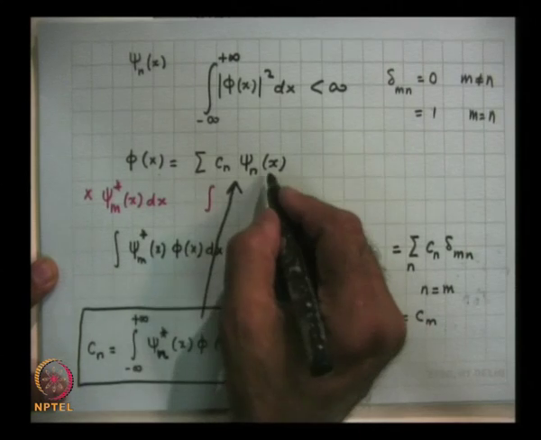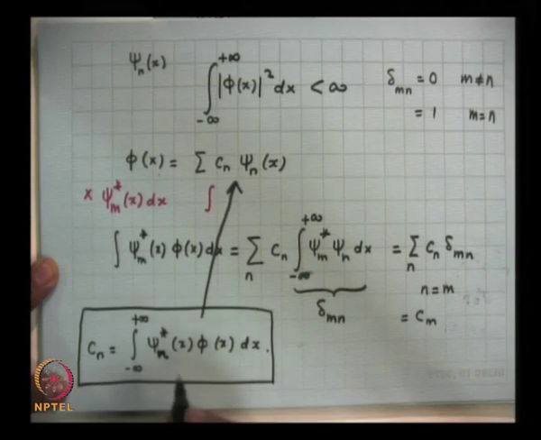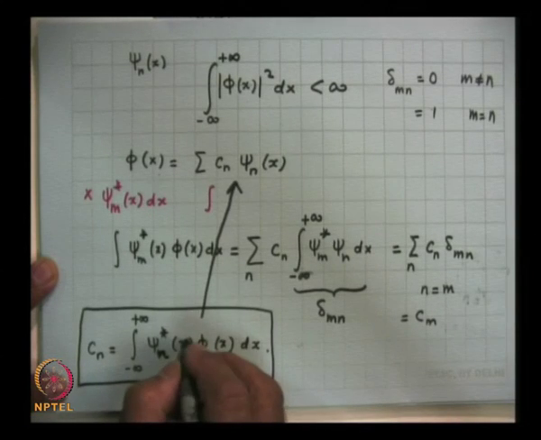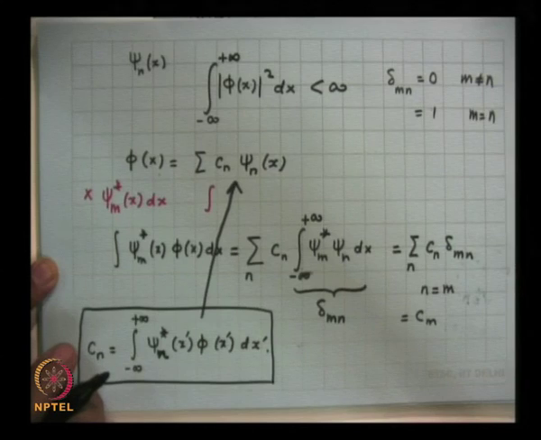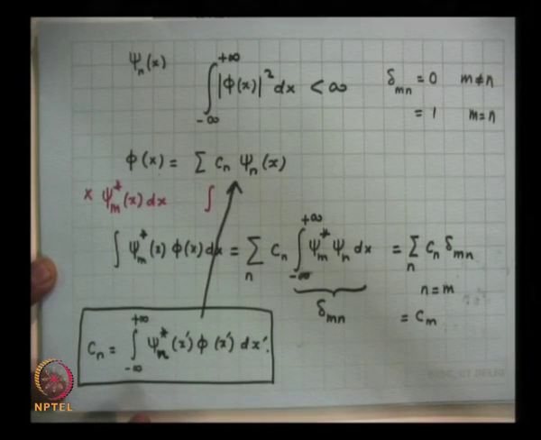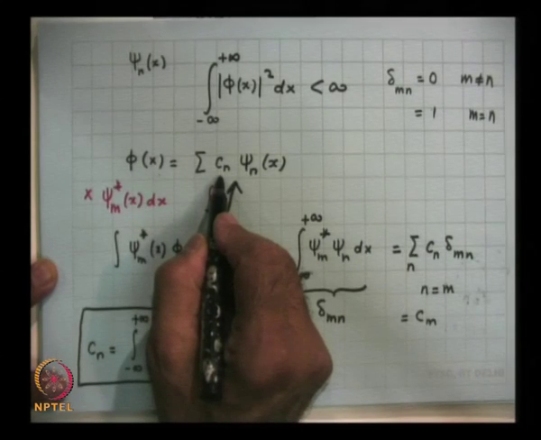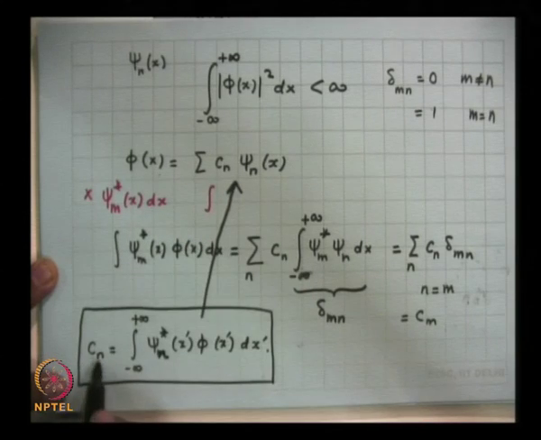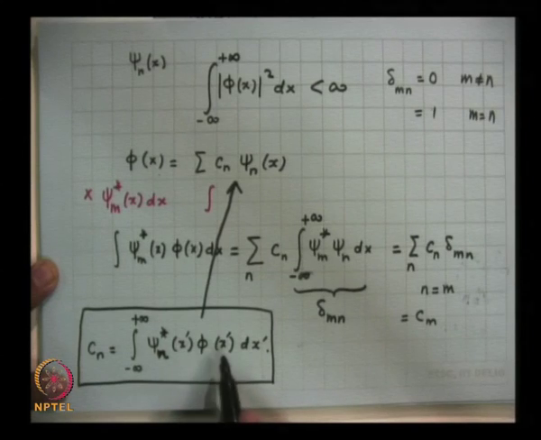This x should not get confused with this x, but since this is a definite integral, I can quietly put a prime here, and then this x and this x can be differentiated. I hope it is clear, because this is a function of x and C n is a constant, and C n is a definite integral.